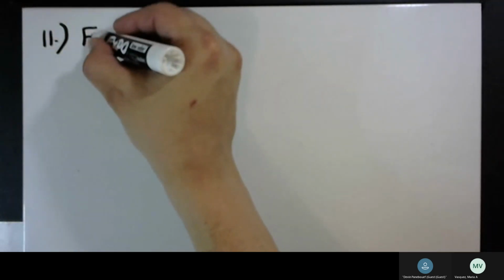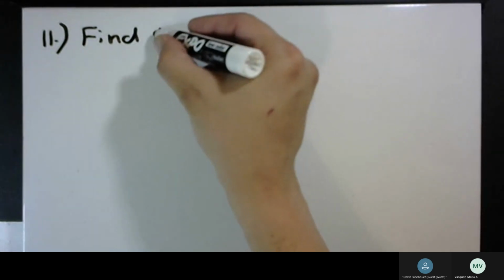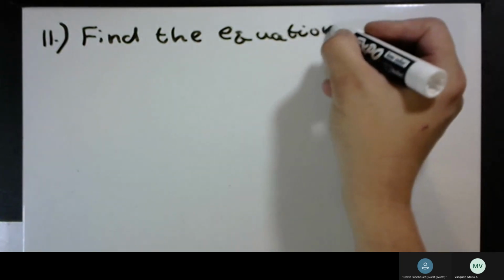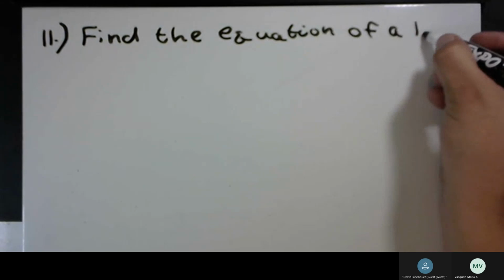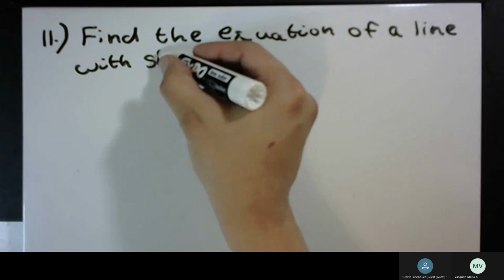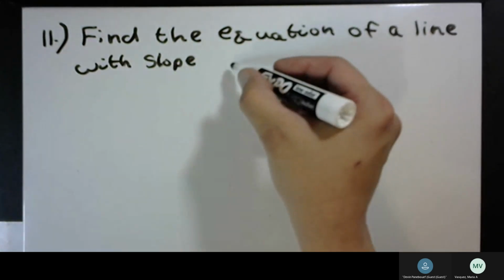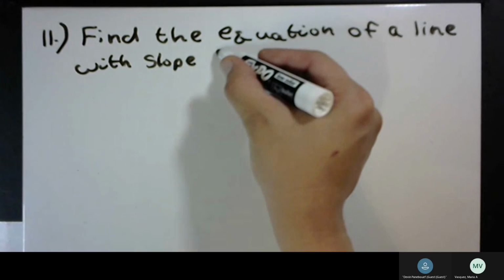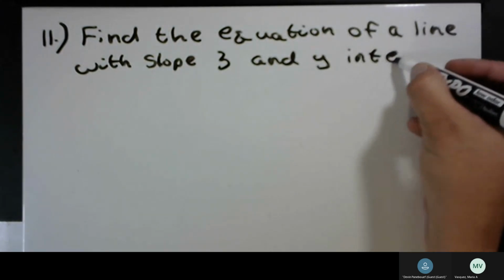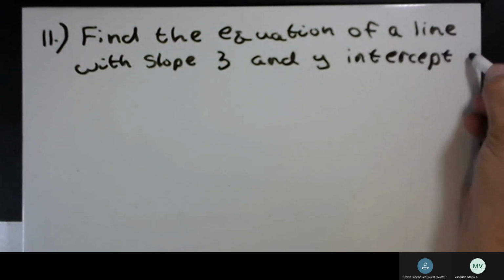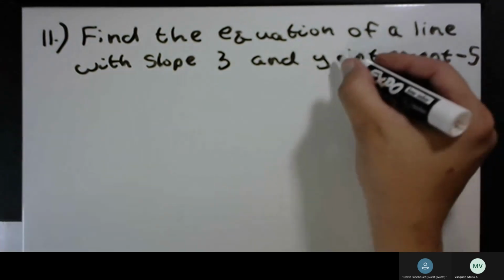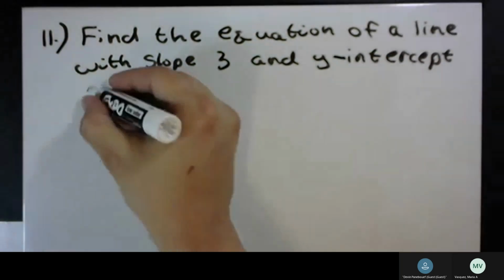Now this one, find the equation of a line with slope 3 and y-intercept of -5. Write this a little differently.